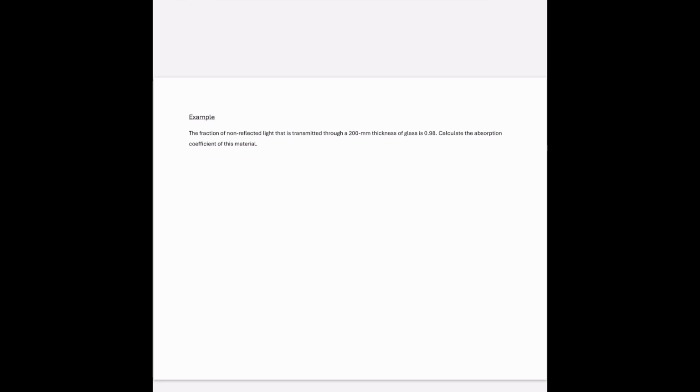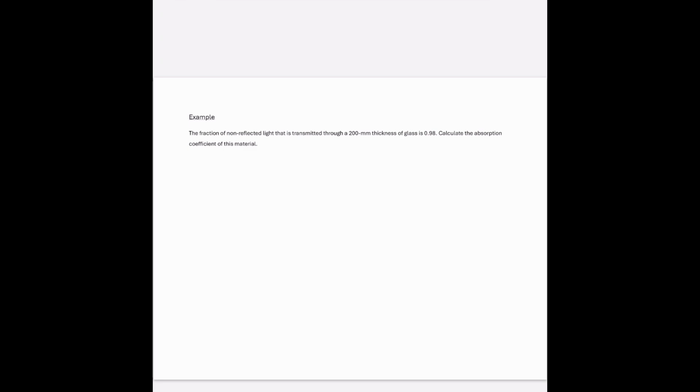And lastly, we'll do a quick example, practice question style, of what you might be seeing. So the problem is saying that the fraction of non-reflected light that is transmitted through a 200 millimeter thickness of glass is going to be 0.98, and they want us to calculate the absorption coefficient of this material. I'll give you a second to try this problem, and then I'll go through my solution.